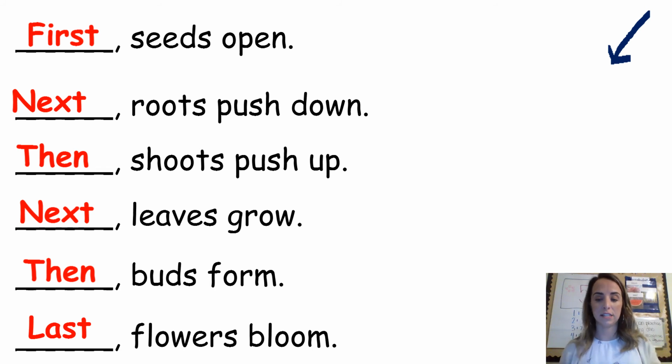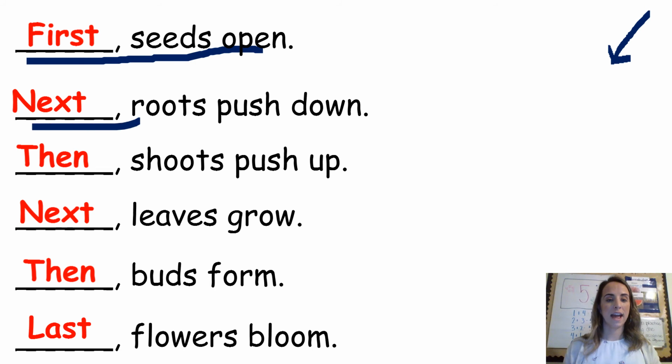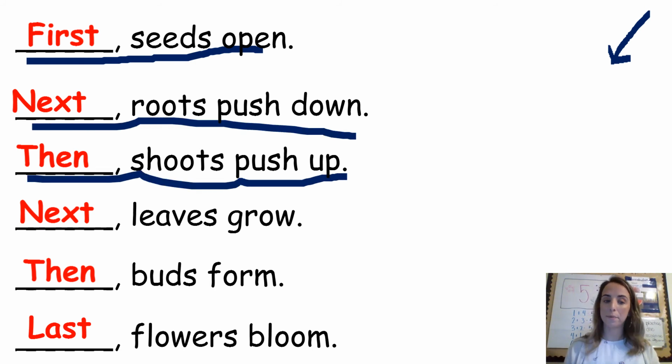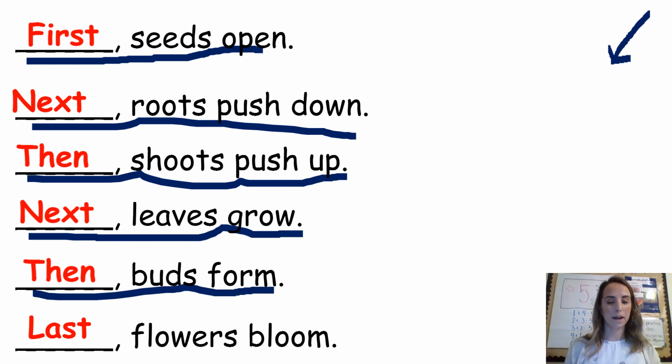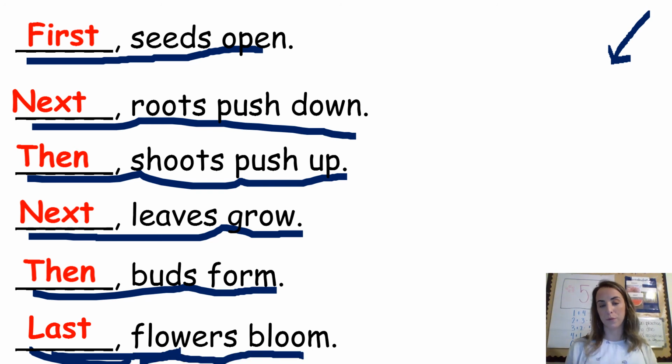First, seeds open. Next, roots push down. Then, shoots push up. Next, leaves grow. Then, buds form. And last, flowers bloom. Okie doke. So that is our sequence.